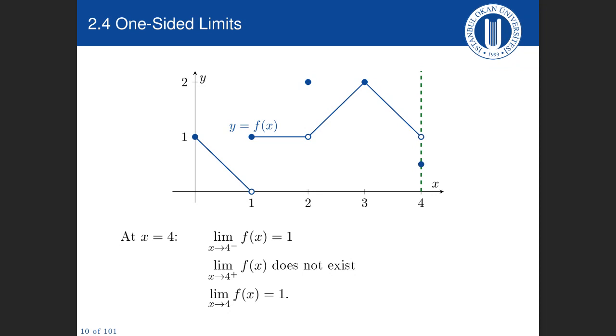And then finally, at 4, the left-hand limit we can see is equal to 1. The graph is sloping down and getting closer and closer to 1. The right-hand limit does not exist because there's no function after 4. And the limit as x tends to 4 of f of x exists because for all x close to 4 in the domain of the function, but apart from 4, the function is close to 1.